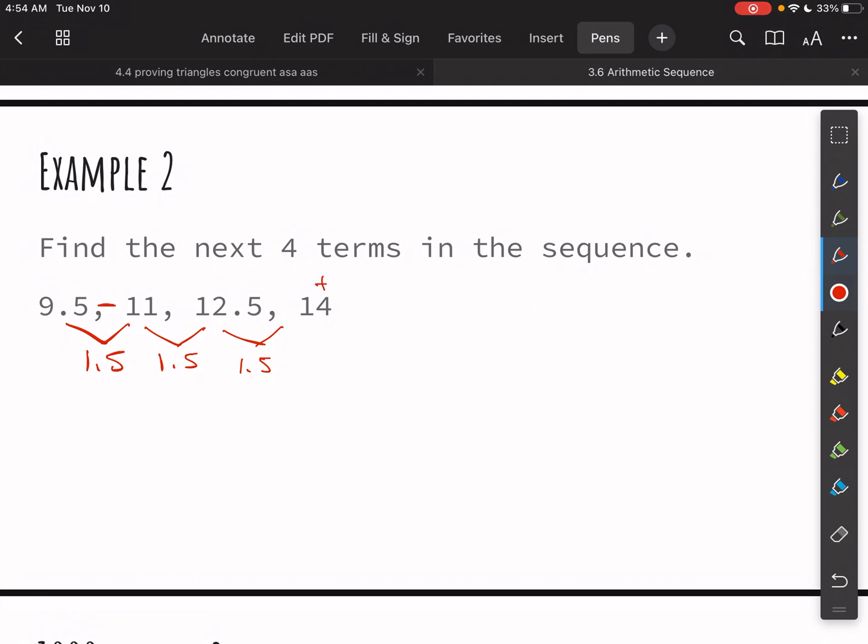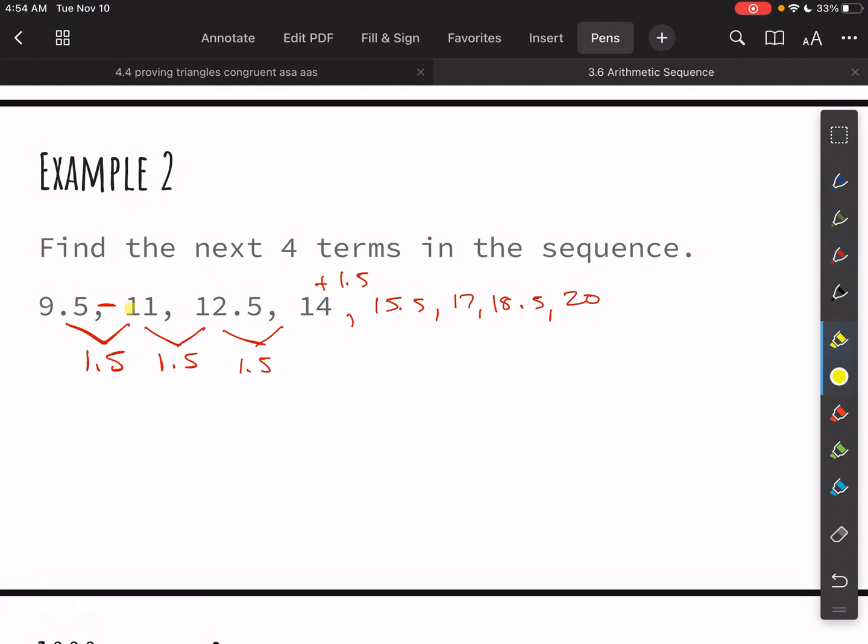So if I add 1.5 to 14, I get 15.5. If I add 1.5 to that, I get 17. And then if I add 1.5 to that, I get 18.5. And then add 1.5 to that, I get 20. Okay. So there's some really cool patterns that you can see here.